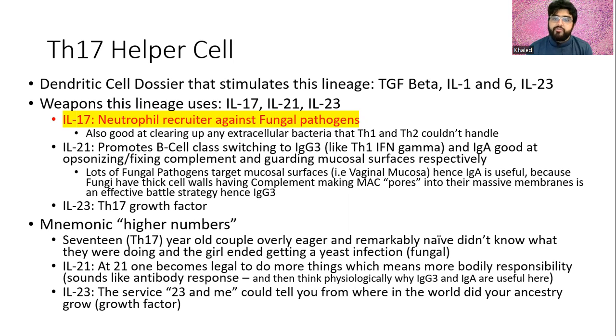21 is also going to do B cell class switching to IgG3, which is important for opsonization. And this is actually something it shares with the Th1 interferon gamma response. And it's also going to do some IgA, which it shares with the Th2 response a little bit, right? And why IgA if we're thinking maybe fungal? I'll give an example.